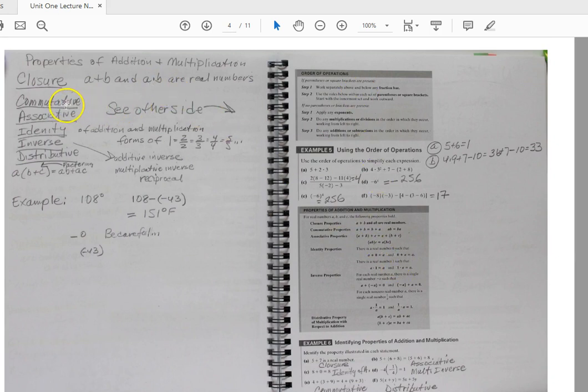So what I'm saying here is when we get to these notes, I'm saying see the other side, because these properties are listed there in some detail. Now, if you want to write them out on this side, perfectly fine.